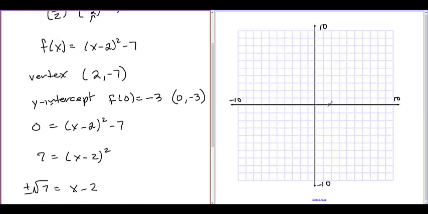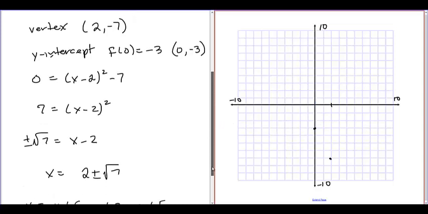So the vertex is 2 comma negative 7. So 1, 2, 3, 4, 5, 6, 7. So there's my vertex. My y-intercept is negative 3, just right here. 1, 2, 3.